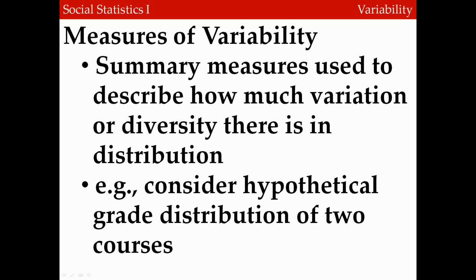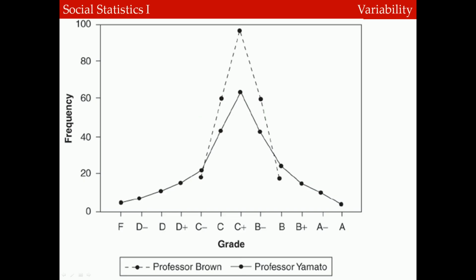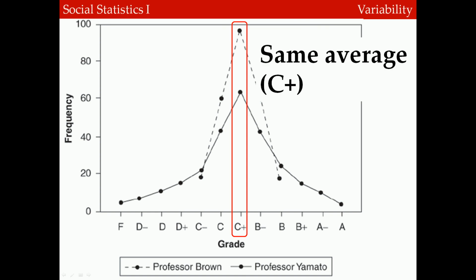So what are measures of variability? Well, they're summary measures used to describe how much variation or diversity there is in a distribution. In order to understand why that's important, consider the hypothetical grade distribution of two courses, one taught by Professor Brown and the other taught by Professor Yamamoto. Notice that the two have the same average value, about a C+. However, the two have a very different spread of data around that average.